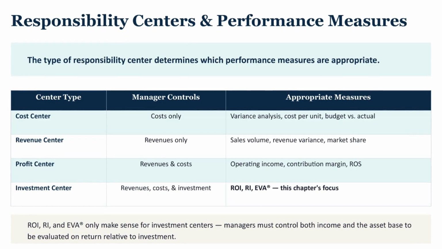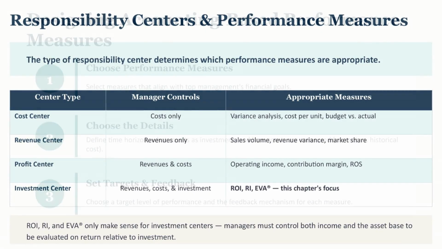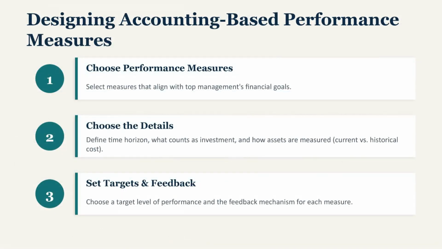Designing these accounting-based measures involves 3 key steps. First, align your metrics with top management's financial objectives. Second, define the details. Decide what counts as income versus investment, set your time horizon, and choose how to measure assets. Third, establish performance targets and feedback mechanisms. Today, we'll dive deep into the first 2 steps, where the real complexity lies for a hotel division managing its budget and growth.